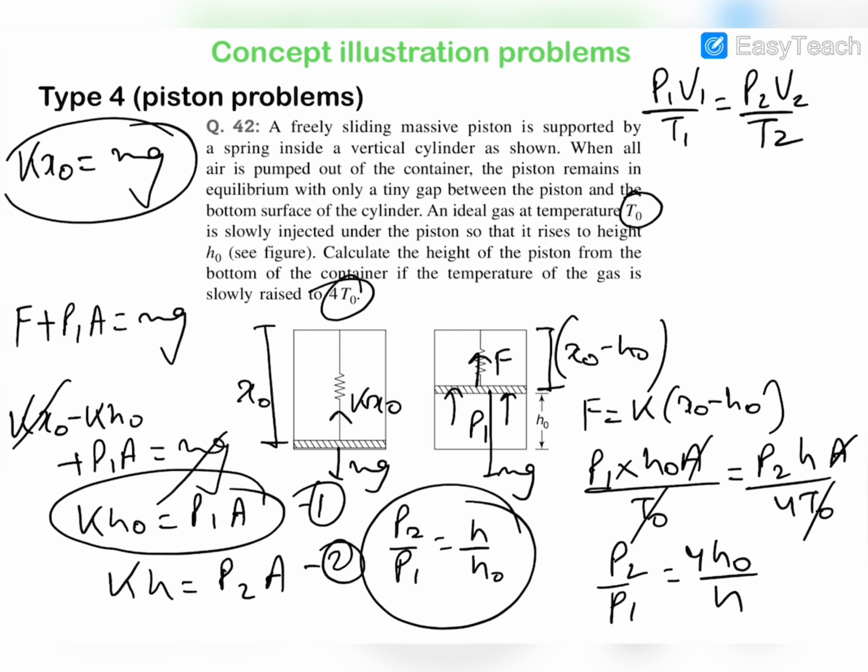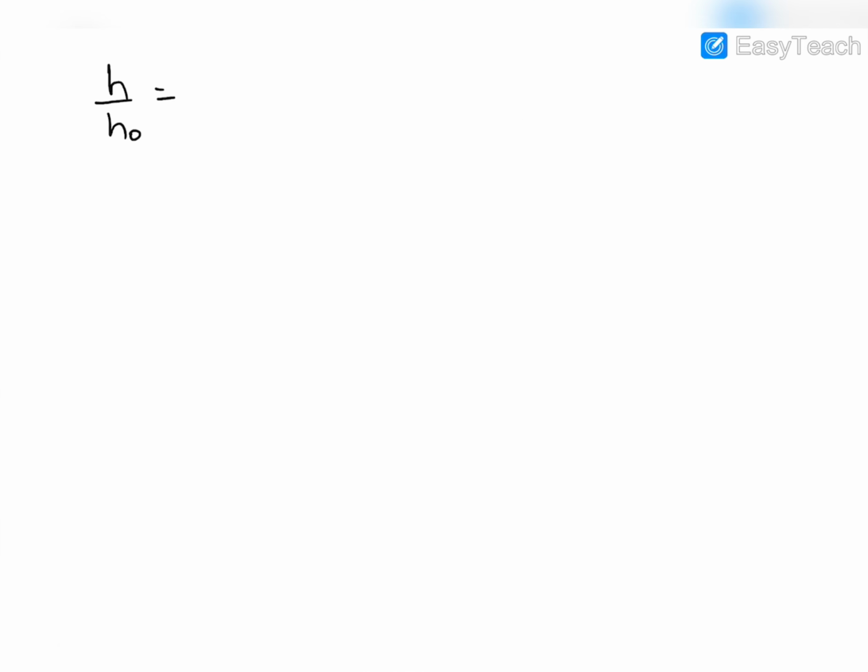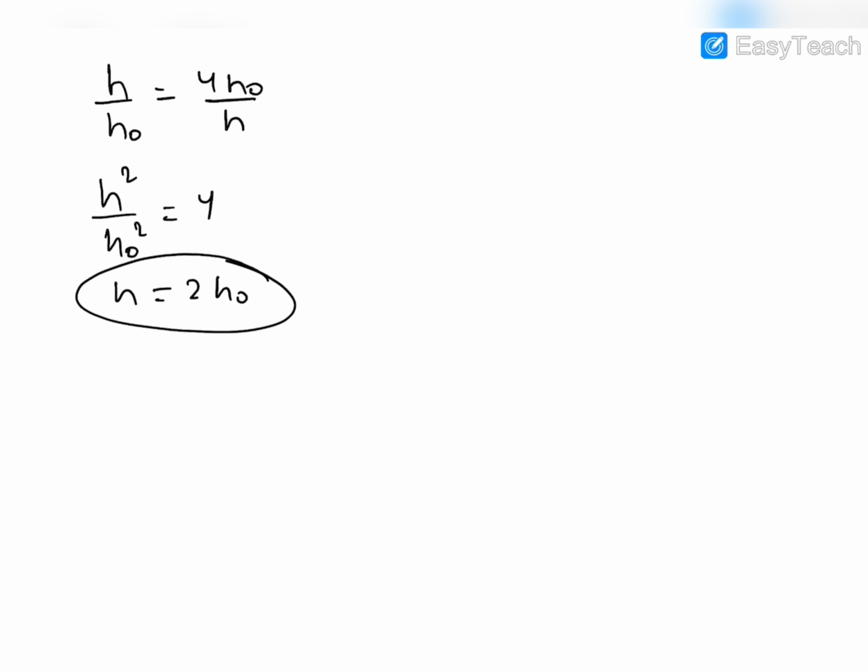We can equate these two equations, and we can say that h by h0 will be equal to 4h0 by h. So h squared by h0 squared will be equal to 4, and h will be equal to 2h0. So this will be the final height of the gas in the cylinder. Now we move on to the next question.